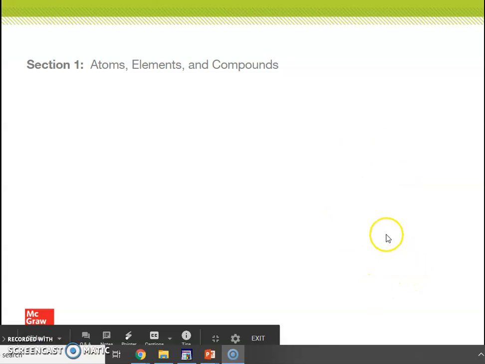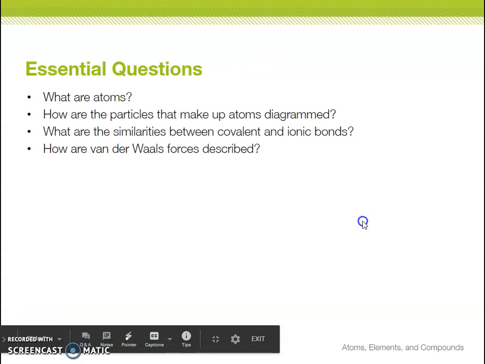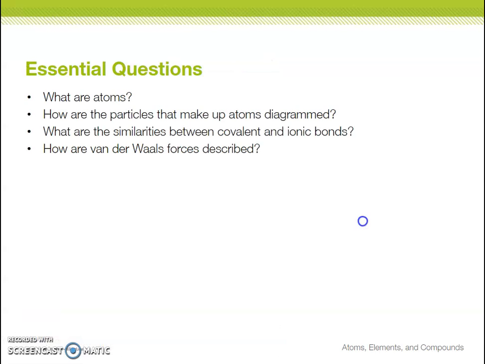Guys, let's do section 1 notes. Atoms, elements, and compounds. Essential questions. What are atoms? How are the particles that make up atoms diagrammed? What are the similarities between covalent and ionic bonds? And how are van der Waals forces described?